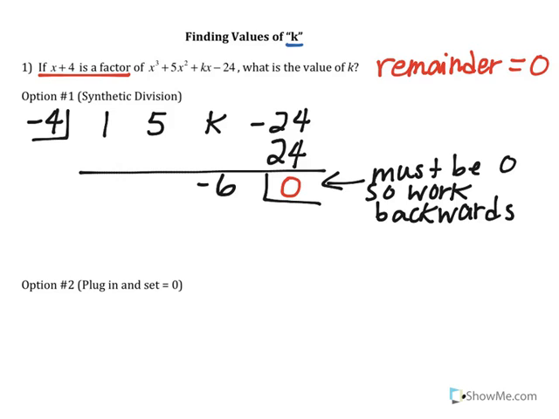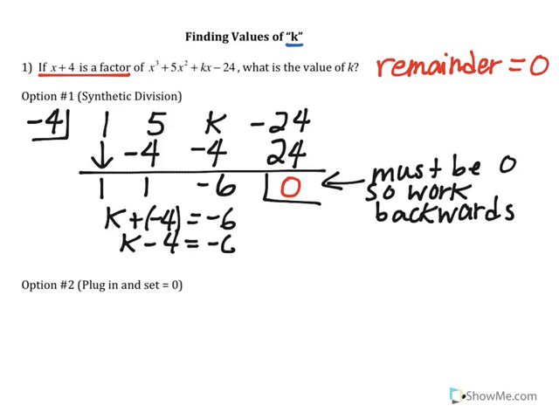Now we're stuck here because we can't come up with the previous number without doing synthetic division going forward. So let's start the synthetic division, bring down the 1, multiply by negative 4. We'll add that to 5, so you'll get 1 again. Then do negative 4 times 1, we'll get negative 4 here. And normally we would add that result to the number above. We don't know what that is, so we're going to do k plus negative 4 equals negative 6. So k minus 4 equals negative 6. Add the 4 to both sides, and we get a result of k is equal to negative 2.